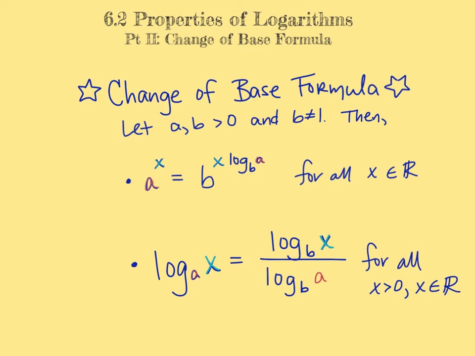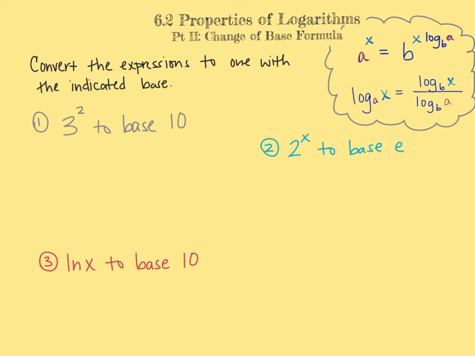Let's take a look at three examples. In these three examples, we want to convert the expressions to one with the indicated base. So in number one, we basically want to convert the number 9 to base 10, or 3 squared. So we're of course going to use the one for exponential expressions here. So our a value is 3, our x value is 2, and we want our new base to be 10. This b value, we want it to be 10.